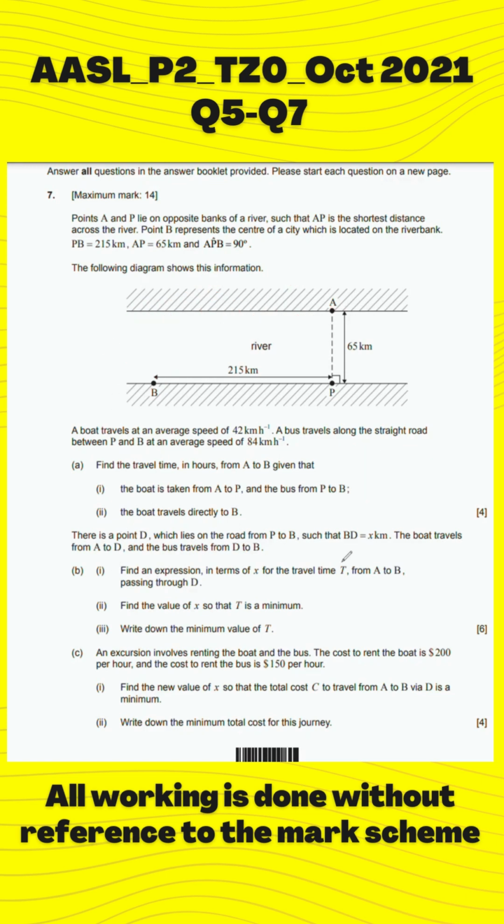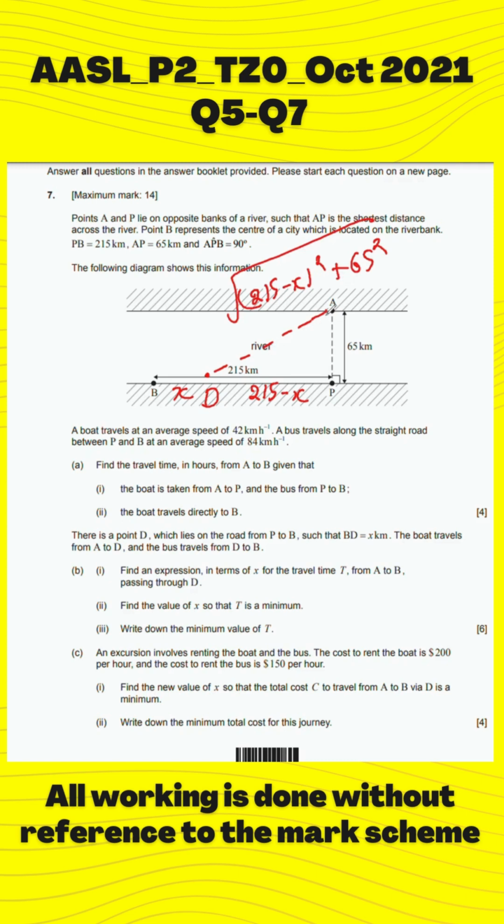Okay, next one. PD is x, so we have D here. This is x, so this will be 215 minus x. Find an expression in terms of x for the time travel from A to B passing through D. First, we find the distance from A to D. It will be the square root of 215 minus x squared plus 65 squared.